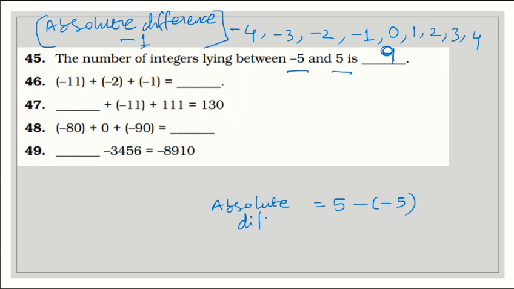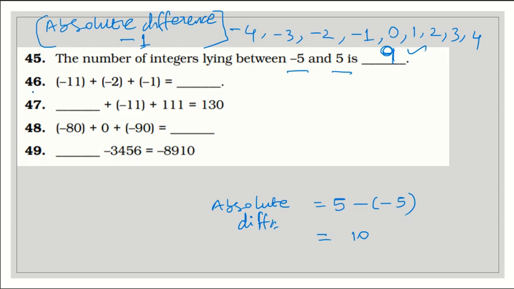Absolute difference is bigger number minus smaller number. Now you know this is 10. You know how to do it also. Now for this, the predecessor of this is 9 only. That's how we find the number of integers lying between any two given integers.